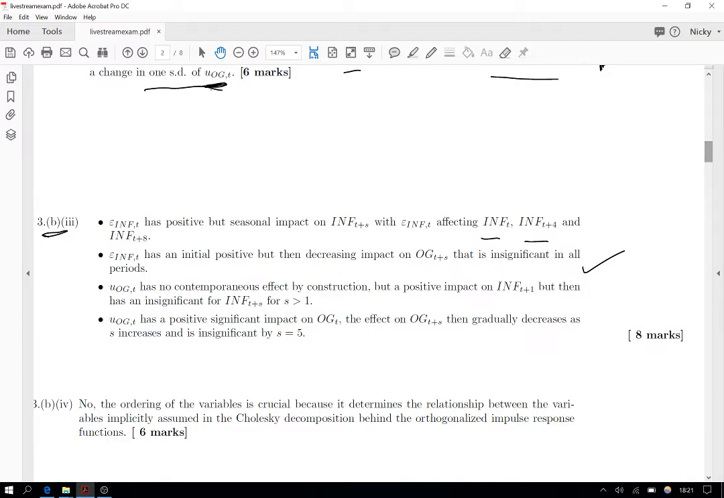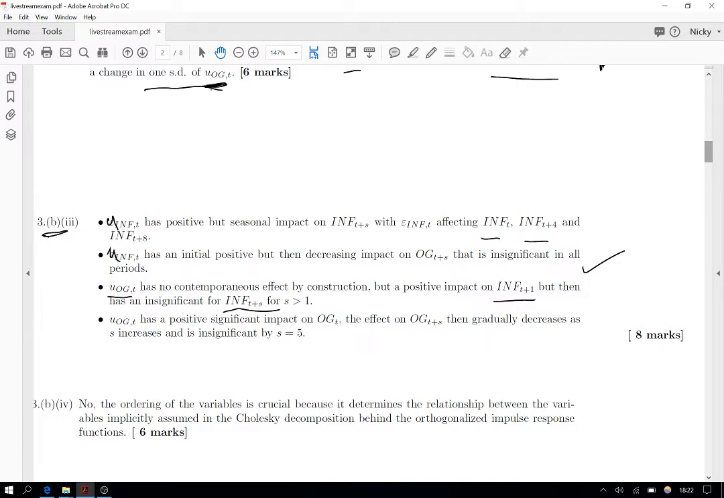Just to be clear, these are all the Cholesky shocks. We can see that, by construction, the Cholesky shock to output gap has no contemporaneous effect on inflation, but it has a positive effect one period ahead, and then is insignificant for all periods after that. Remember, when we ordered by the Cholesky ordering, we ordered inflation first and then the output gap, so that OG couldn't impact inflation. Again, you'd be expected to note this.